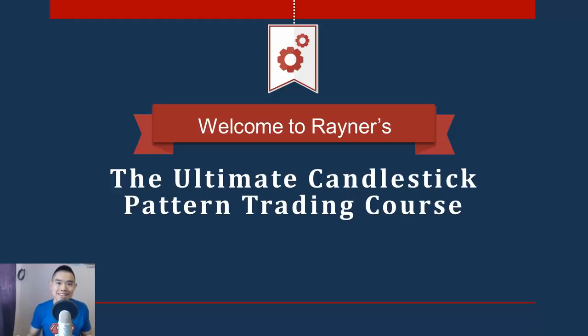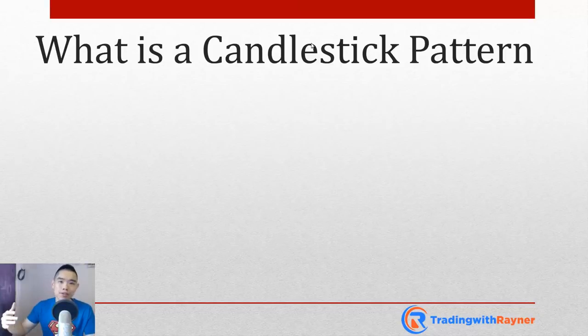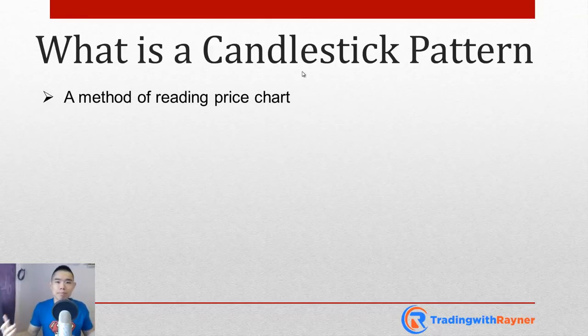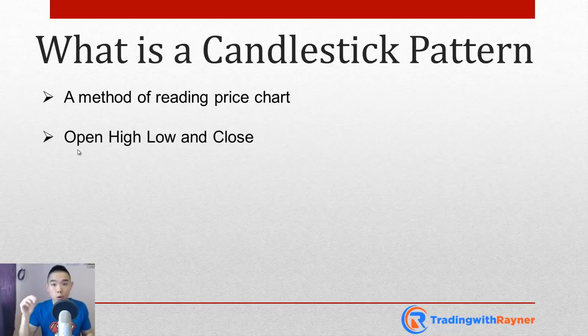Then let's begin. So now the first thing to get started is what is a candlestick pattern? A candlestick pattern is essentially a method of reading a price chart. It originated back in Japan. That's the history. And the key component of a candlestick chart is that it shows you four things. It shows you the opening price, the high of the session, the low of the session, and the closing price.